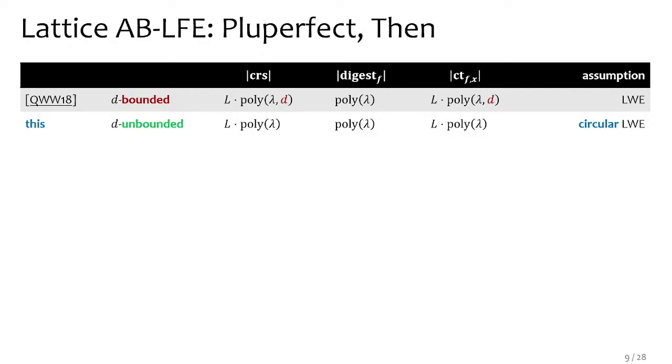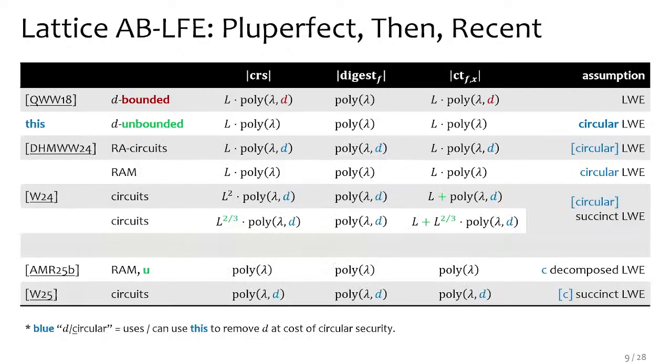in our efficiency parameters. And subsequent to our work, there have been a lot of works, I'd say, constructing new versions of ABLFE for different features. You can augment the functionality. So here, RA circuits means random access circuits. These are circuits that have oracle gates that can read into a static database. It's like RAM, but it's a circuit.